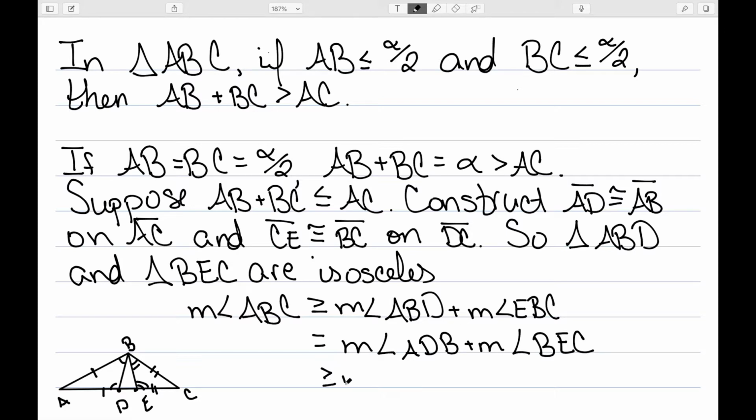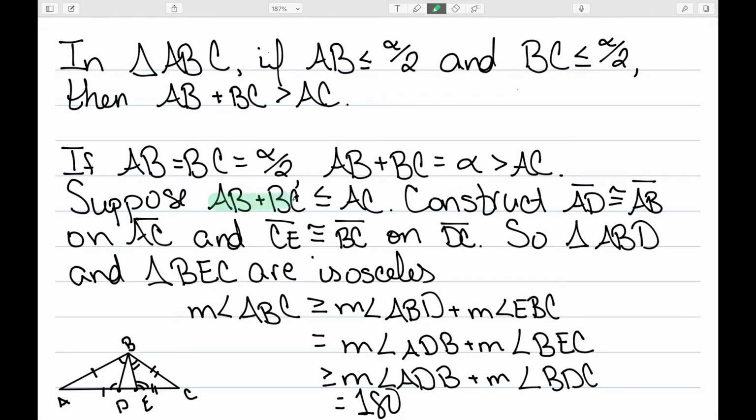This is greater than or equal to the measure of angle ADB plus the measure of angle BDC, since angle BEC is the exterior angle of this tiny triangle in the middle that has angle BDC. And we know those add up to 180. So then angle ABC is greater than 180, which is a contradiction. We can't have an angle bigger than 180, which means what we assumed in the first place, that AB plus BC is less than or equal to AC, must be false.